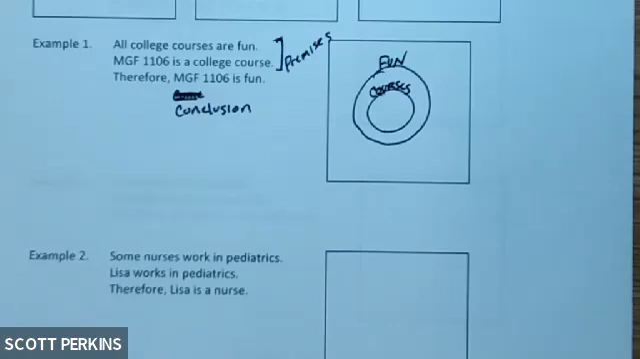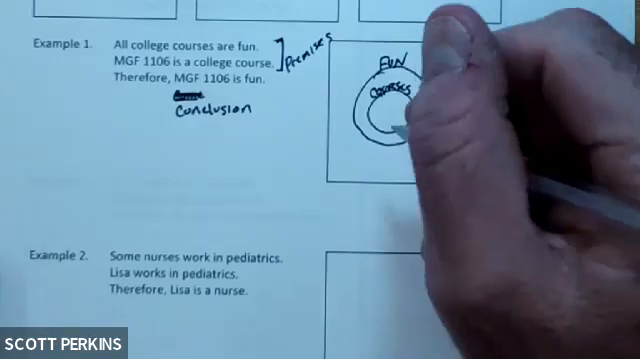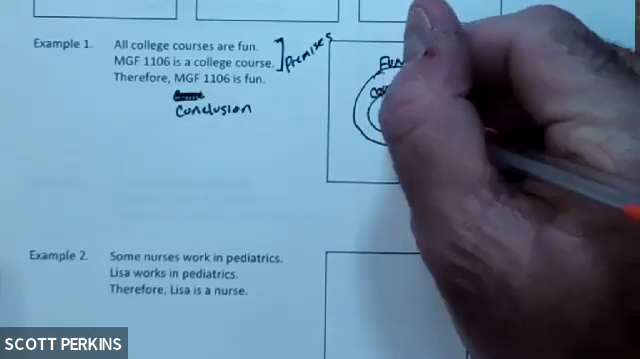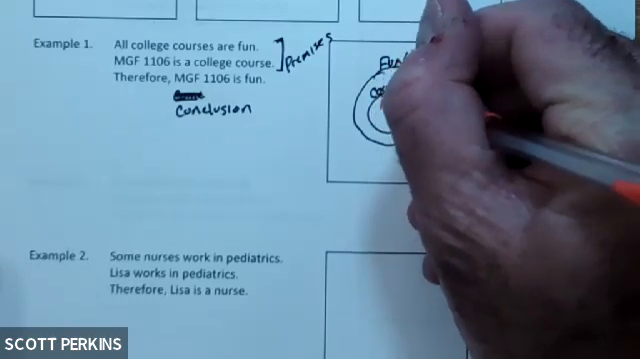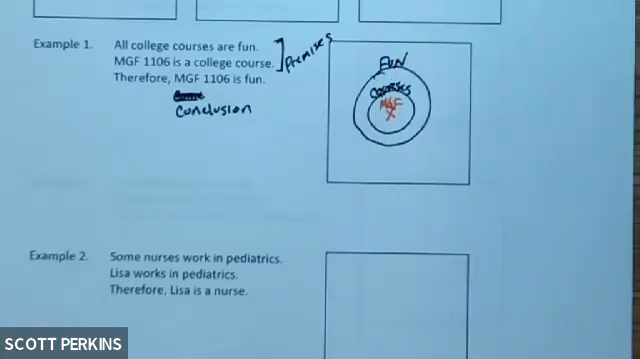Okay, the next premise is not a quantified statement. There's no all or some or none. So what that tells me is I don't need a circle. I'm just going to use a little X to indicate where this particular thing is. So the next statement says, MGF 1106, the class you are in, is a college course. So where am I going to put the X? Yeah, I'm going to put it right here inside. Is there any other option? So I'm just going to abbreviate MGF. Probably should have made my boxes bigger.